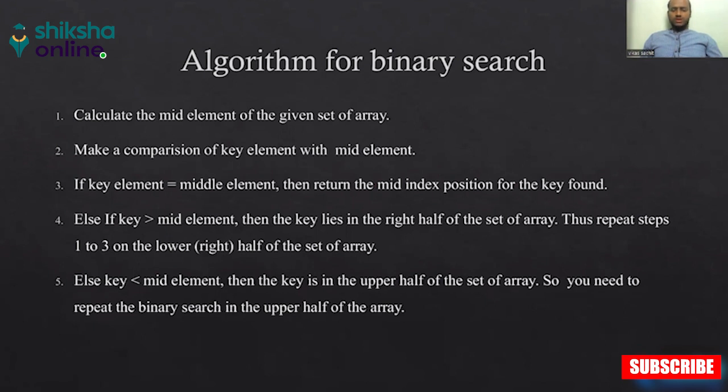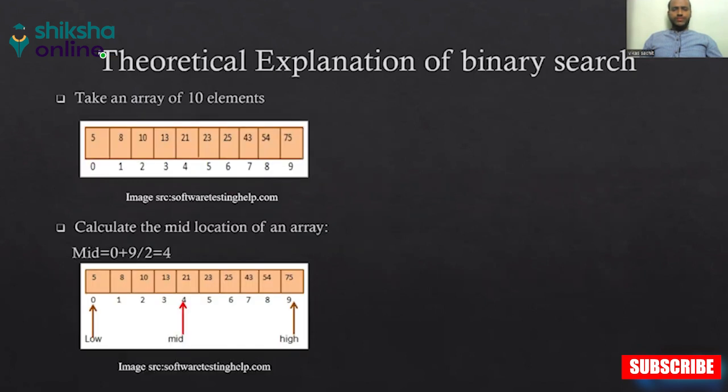So the steps will repeat, then it will go from lower to higher, and it will find the element there. If not, then we have to understand that the element is not in the other half also, because it is sorted. This is how the algorithm for binary search, the typical theoretical algorithm, looks like.